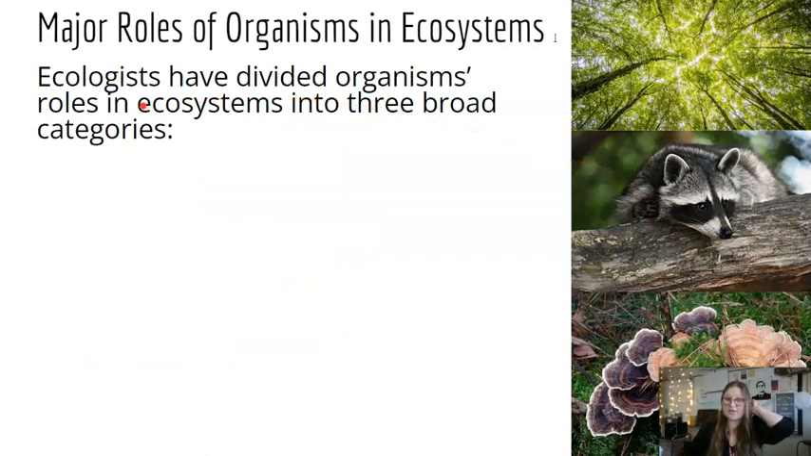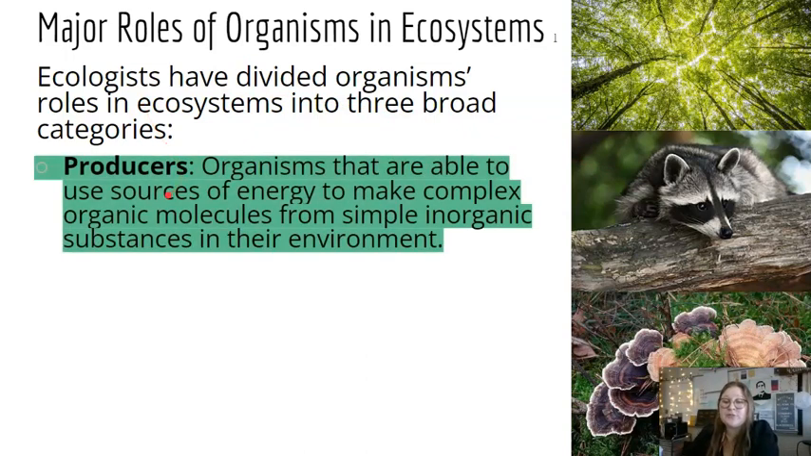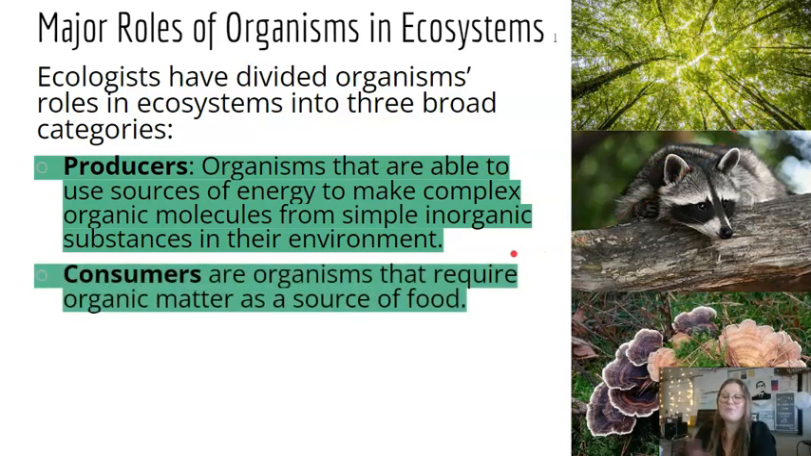Now we're going to talk about the different roles in the ecosystem for three broad categories. We have producers, which are organisms that are able to use sources of energy, like the sun, to make complex organic molecules from simple inorganic substances in their environment. That would be, for this example, our trees. Producers photosynthesize, or for most of the areas that we'll talk about, they photosynthesize.